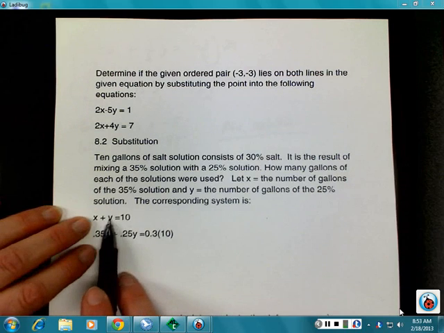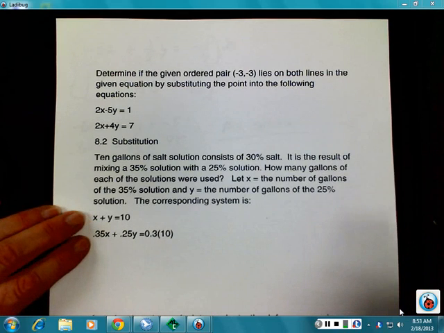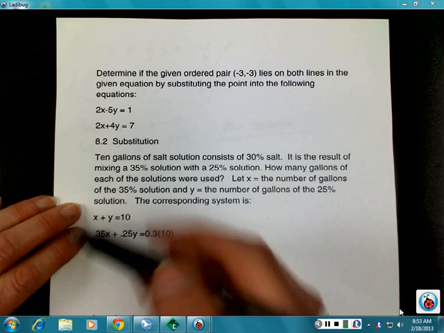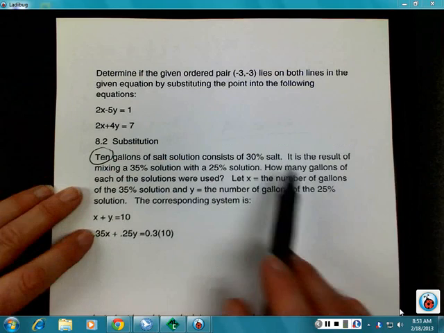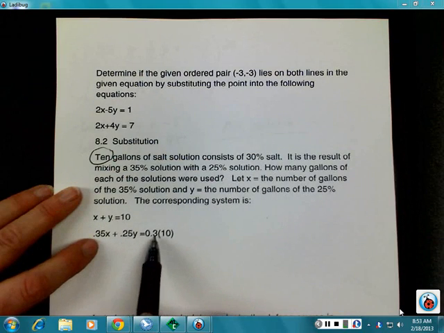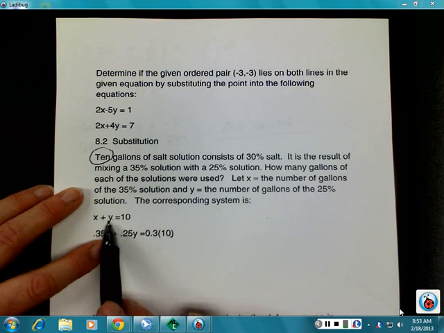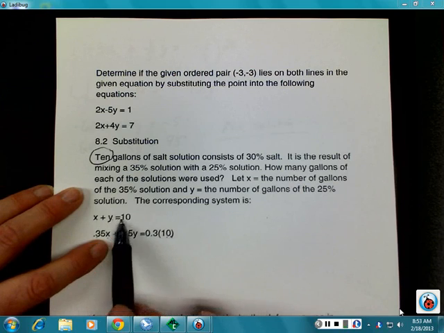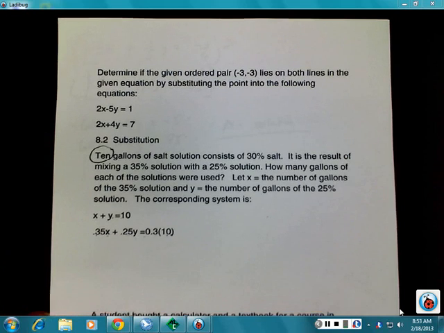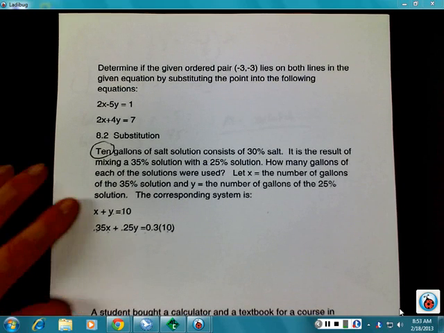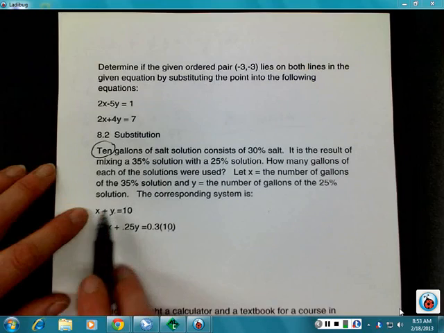Notice it's x plus y equals 10 because our total number of gallons that they give me ends up being 10 right here. So this amount plus this amount equals 10. Then what they do is they put each percentage piece in front of its respective value. 35% was your x, 25% was your y, and 10 gallons total was at 30%. So what should we do to solve it? So if we go through and we solve this one, since we're in substitution, we would solve one of these letters. Which one do you want to go for, x or y?